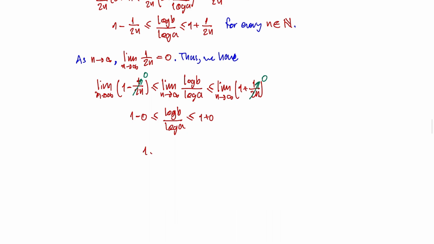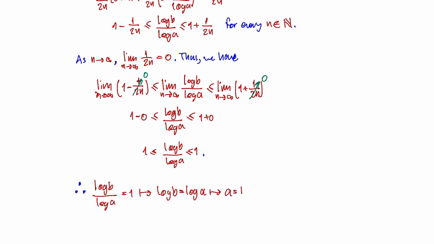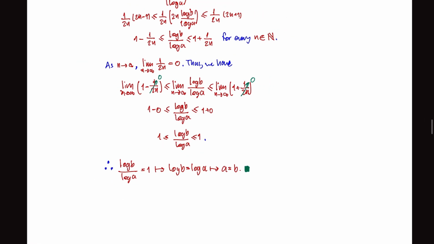That means we have log b over log a greater than or equal to 1 and less than or equal to 1. That means log b over log a equals 1. So we have log b equals log a. That means a equals b. So we have shown that a equals b.